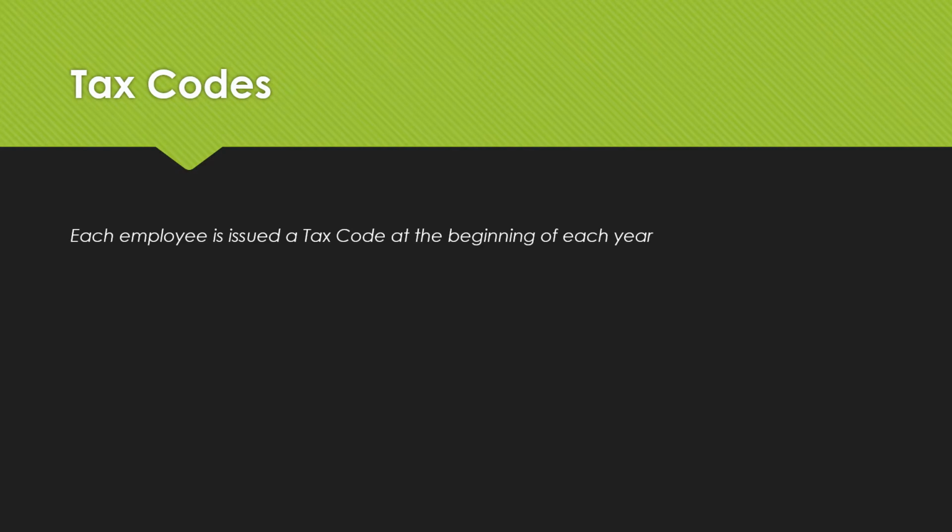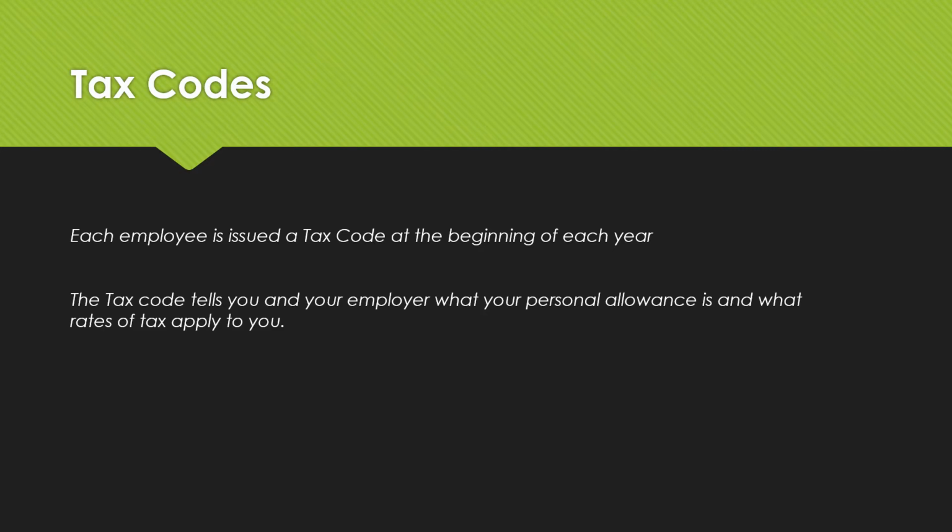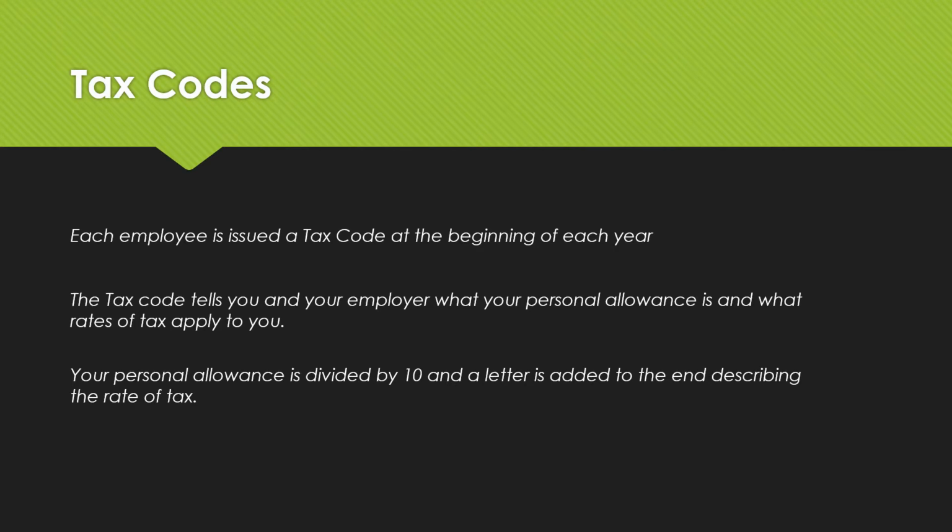So each employee is issued a tax code at the beginning of the year by the government. The tax code tells you and your employer what your personal allowance is and what rates of tax apply to you. So they're obviously individual in a similar way to the bands. Personal allowance is divided by 10 and a letter is added to the end describing the rate of tax.